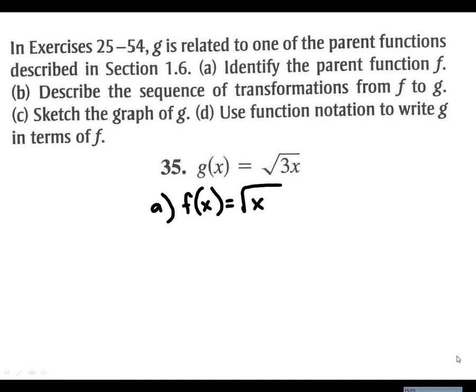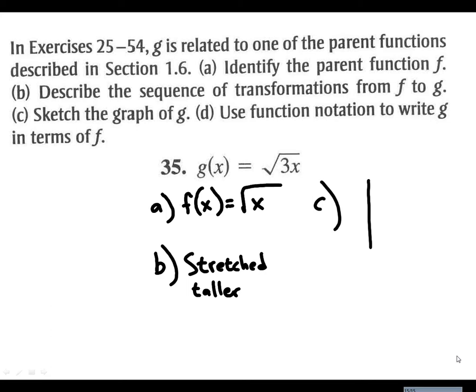And the sequence of transformations on this one is it's going to be stretched taller. So let's go ahead and graph this. C. Square root function, normally the square root of 0 is 0. The square root of 1 is normally 1, but in this case we're being multiplied by 3. So the first one that's going to really help us out here is the number 3.